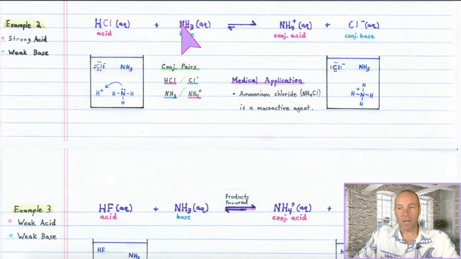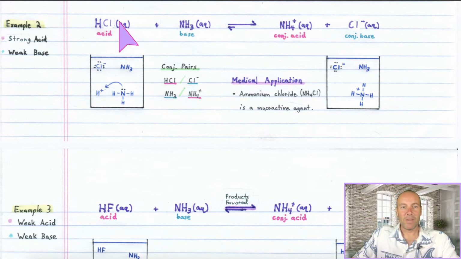Acids donate protons to bases, and so here's the base accepting that proton from the acid. And after it accepts the proton, these lone pair electrons form the bond with the proton to form the NH4 plus. And what you're left with is the chloride, and you still have some ammonia left over.